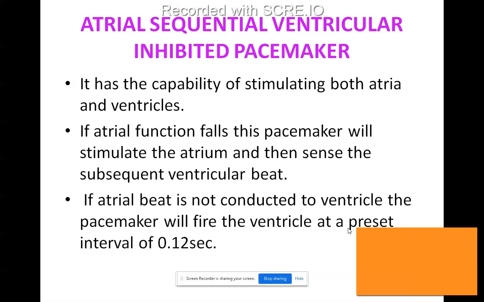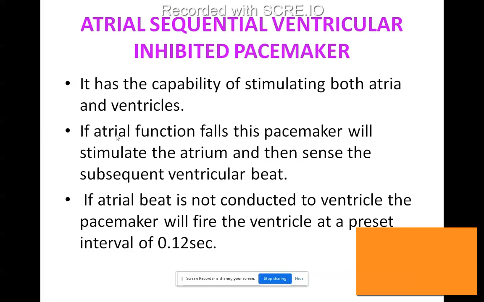If atrial function fails, this pacemaker will stimulate the atrium and then send the subsequent ventricular beat. That means when your atrial node function fails, you will be using this type of pacemaker to stimulate the atrial node. And sequentially, after stimulating the atrial node, you will be checking the ventricular beat also.